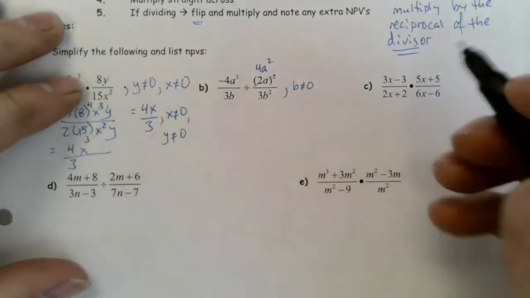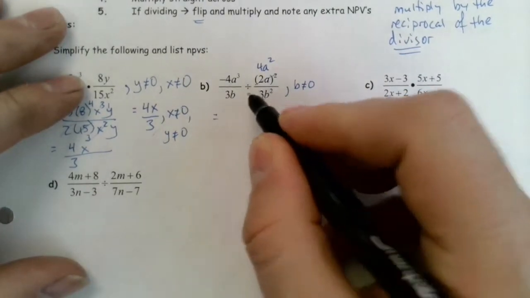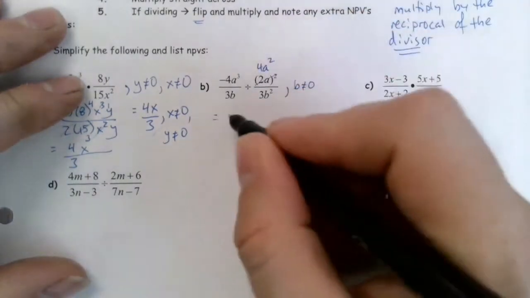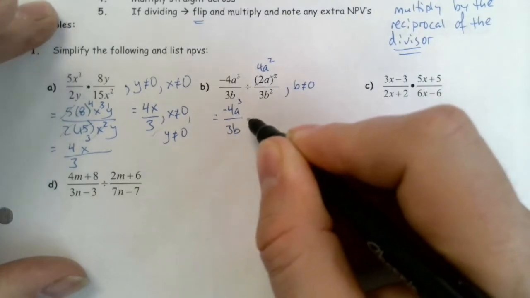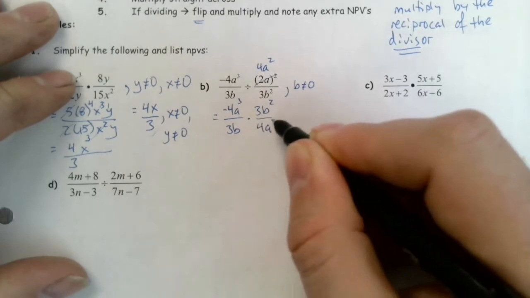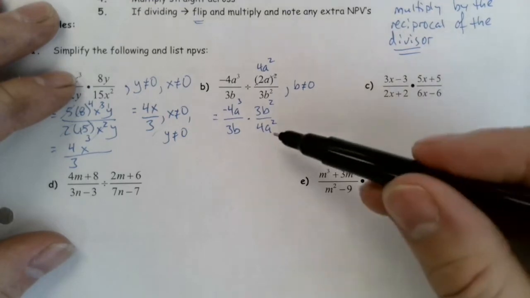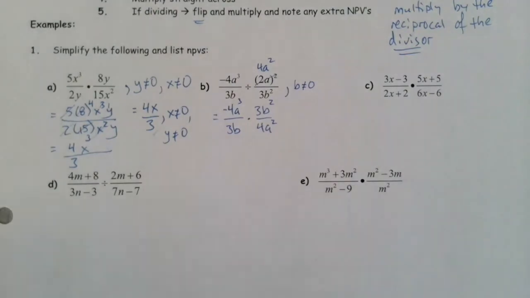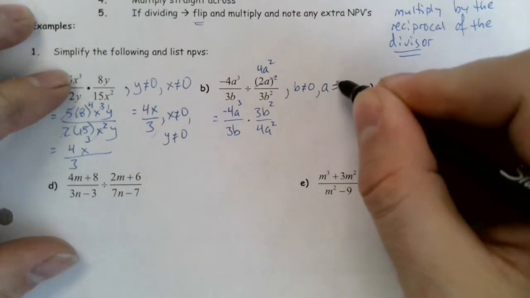Now, first thing I'm going to do is my division. I'm going to let that division become a multiplication by multiplying by the reciprocal of the divisor. So I'm going to have negative 4a cubed over 3b, and we're going to multiply that, and I'm going to reciprocate this by 3b squared over 4a squared. Now notice, as soon as I did that, I've now got a different denominator, which means I can introduce another restriction, and in fact, there it is. I can't allow the a to go to 0 either.